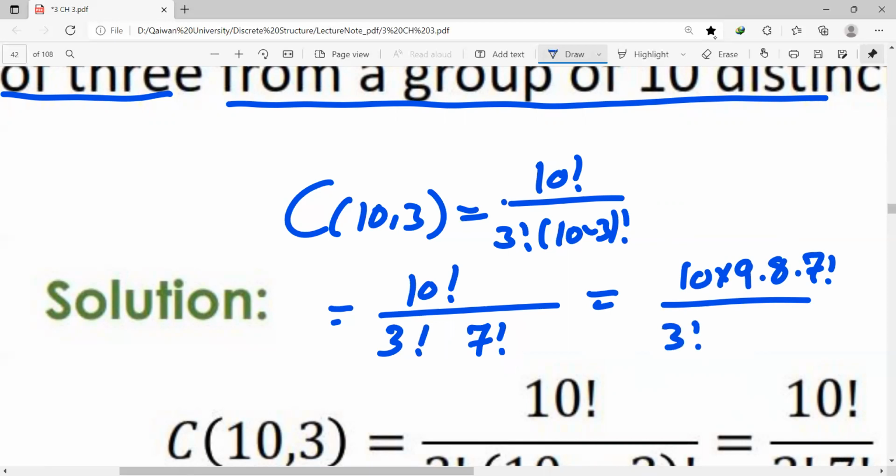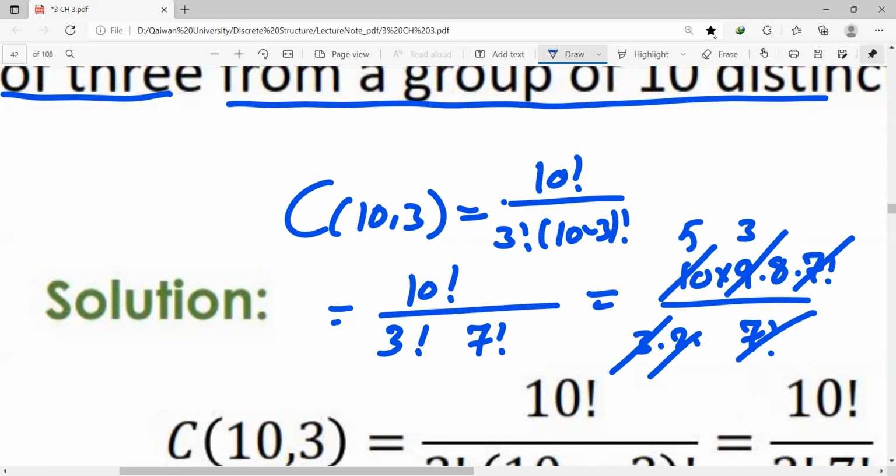Now we have 3 factorial times 7 factorial. And these two are cancelled out. So what's left? In the numerator, we have only 10 times 9 times 8. In the denominator, we have 3 factorial, and 3 factorial could be 3 times 2. 3 with 9 are cancelled out. We get 3 here. And 2 with 10 are cancelled out. We get 5 here.